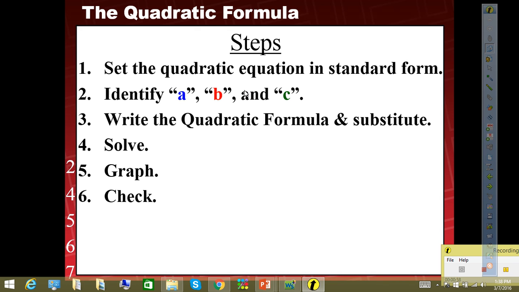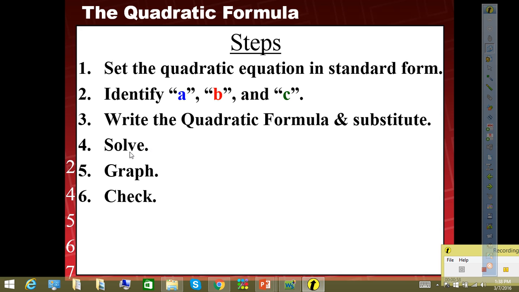Okay, let's see. Steps again. Step 1, set the quadratic equation in standard form. Do we know how to do that? Yes, from highest degree to lowest degree. Step 2, identify A, B, and C. I'm going to show you that in a little bit. Step 3, write the quadratic formula and substitute. Today we're going to learn that.